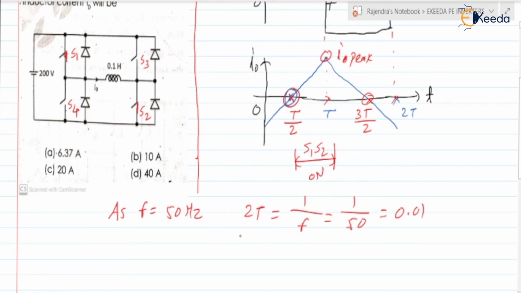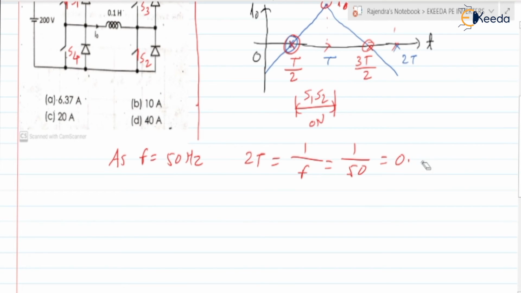So if 2T is equal to 0.02, what is T? Therefore T is equal to 0.01. From T by 2 to T, what does this indicate? It is T minus T by 2, therefore it is 0.005. So T by 2 is equal to 0.005.